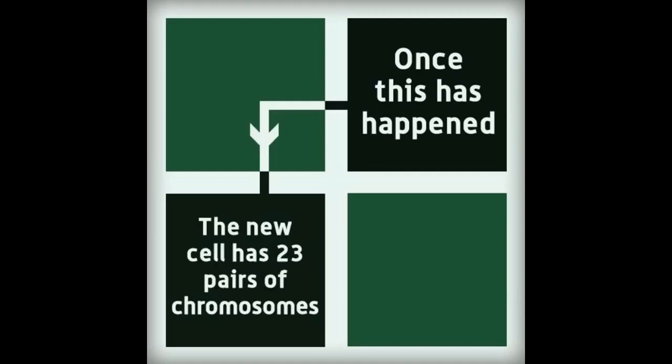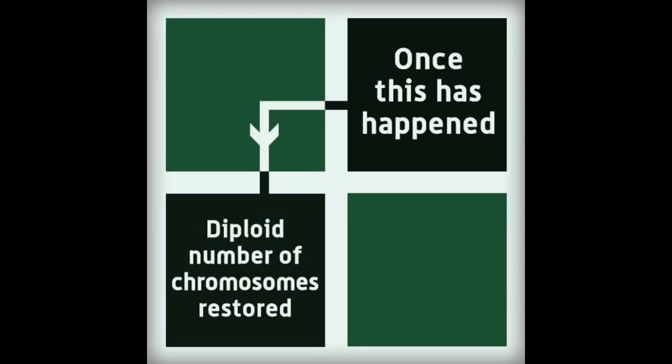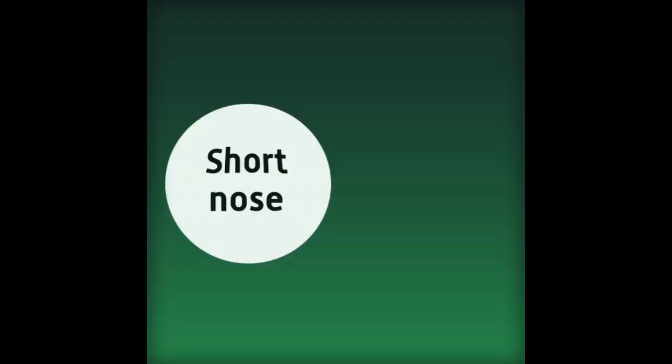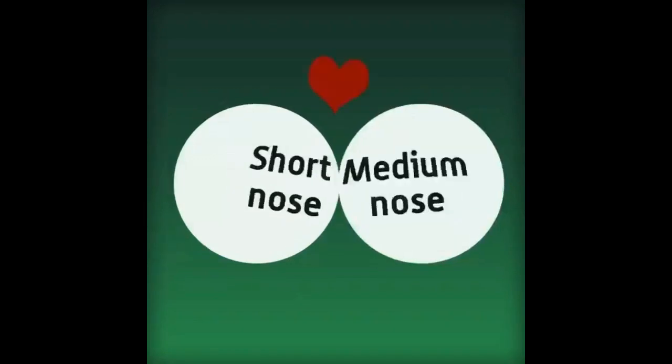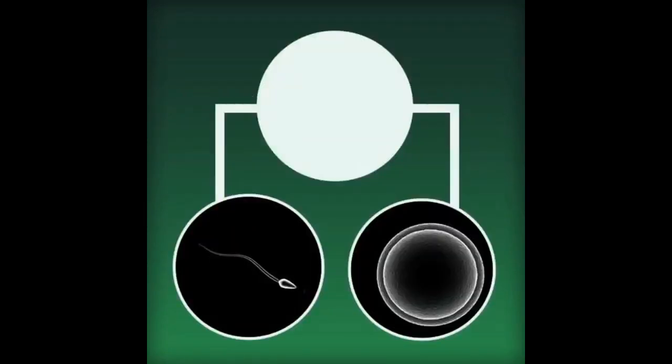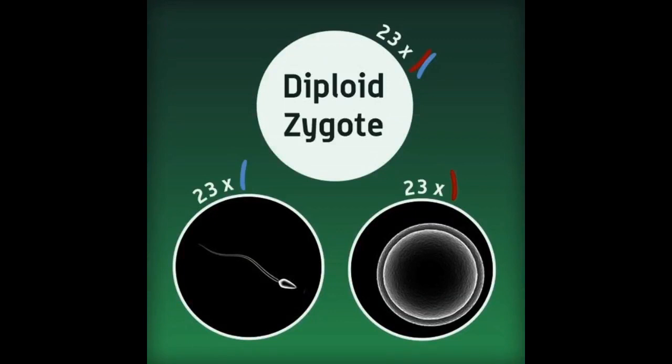Once this has happened, the new cell formed from the 2 gametes has 23 pairs of chromosomes. In other words, the normal diploid number of chromosomes is restored. This time, the chromosome containing the allele for short nose may find its matching chromosome has the allele for a medium-sized nose. The new cell formed from the fused gametes is called a diploid zygote. It can eventually grow into a baby through the process of mitosis.